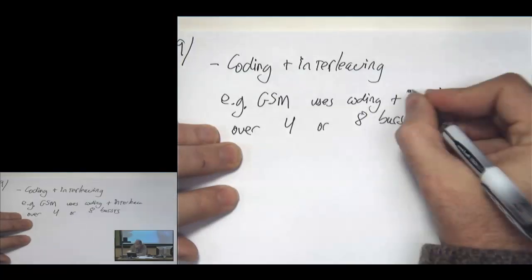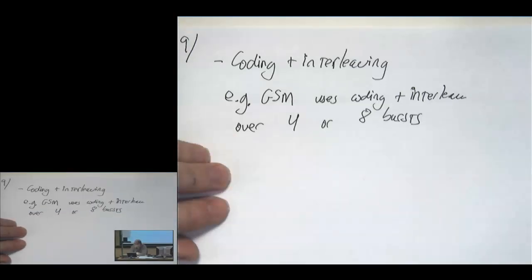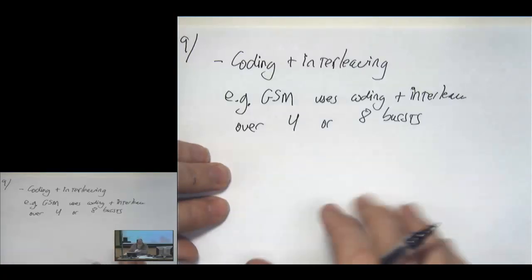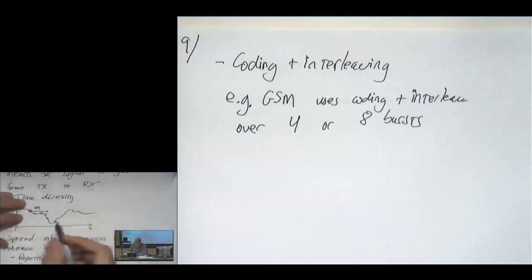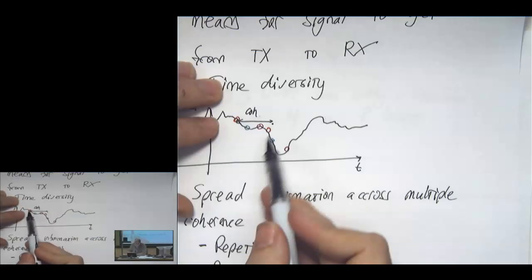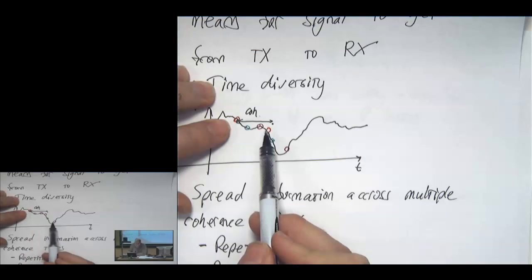I mean, the broadcast control channel doesn't do that, but almost every other control channel does here. And so then information is spread over these 4 or 8 different opportunities here. So what this would be like, going back to this example, is I take my information and I send part of it here, part of it here, part of it here, part of it here, part of it here, part of it here.